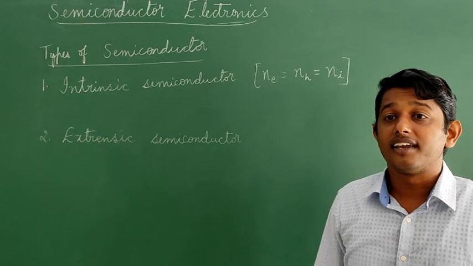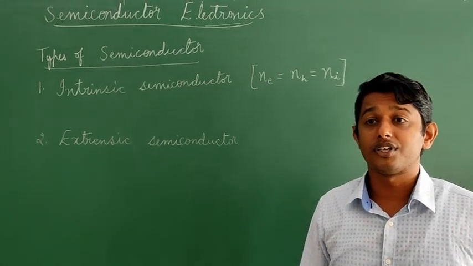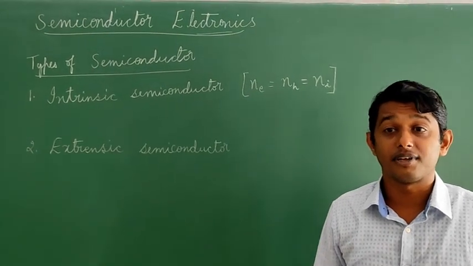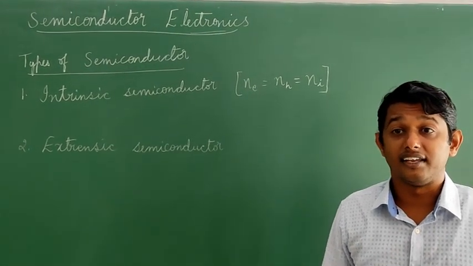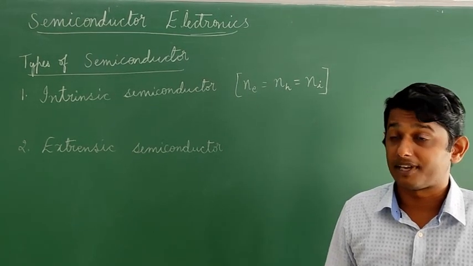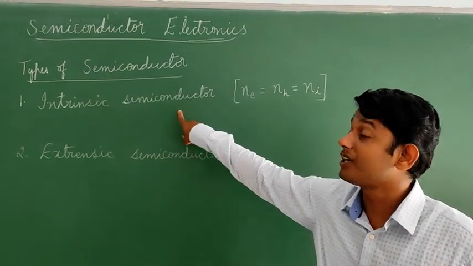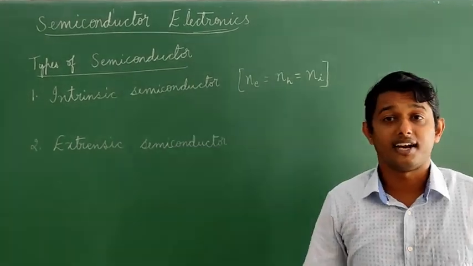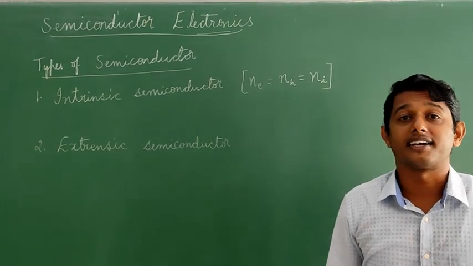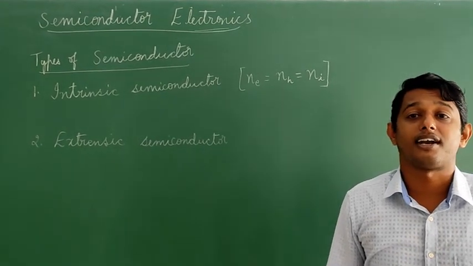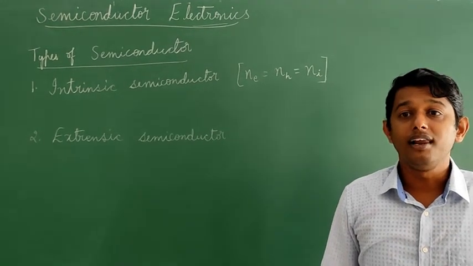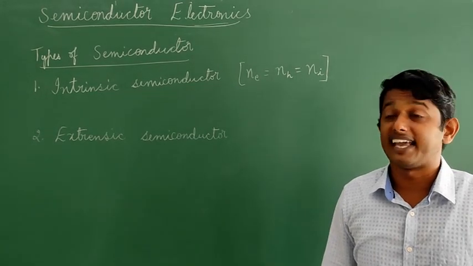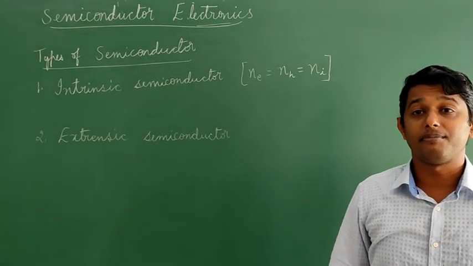A semiconductor in an extremely pure form is known as an intrinsic semiconductor. This type of semiconductor is called intrinsic semiconductor. For example, pure silicon and germanium are the examples of intrinsic semiconductor.